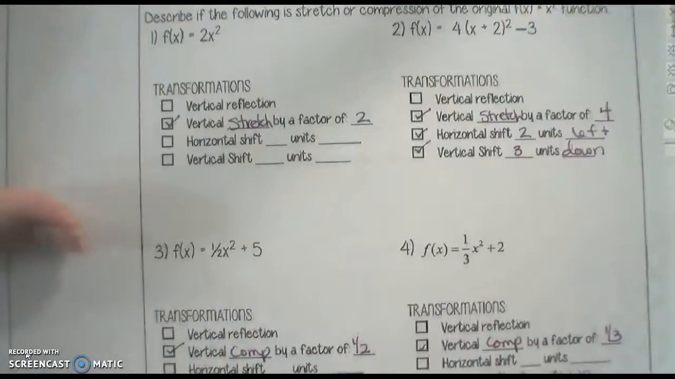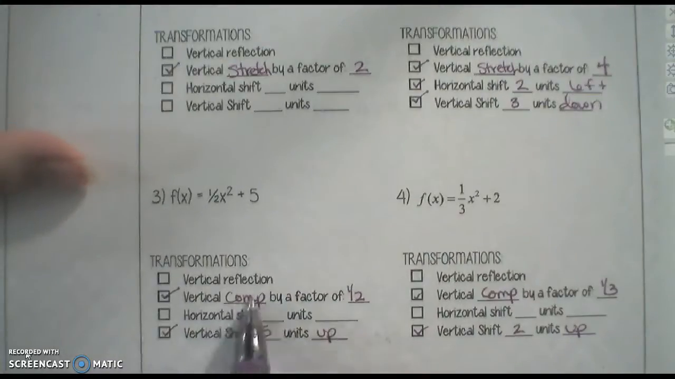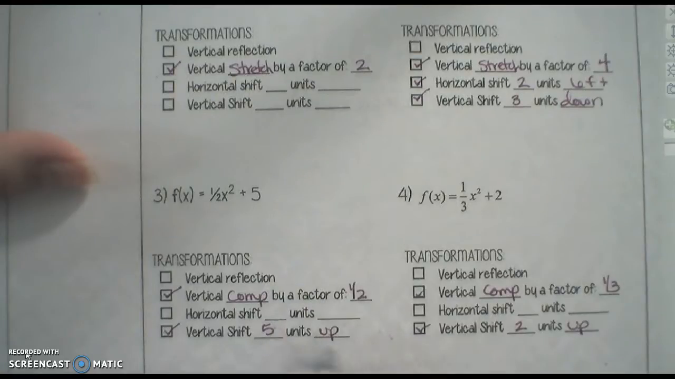And then down here, let's check 1, 3, and 4. So 1 was just a vertical stretch by 2. 3 was a compression by 1/2 and 5 units up. And 4 was a compression of 1/3 and 2 units up.